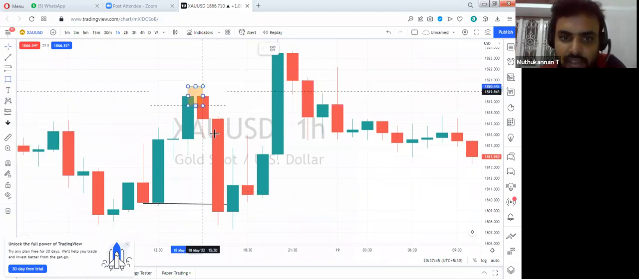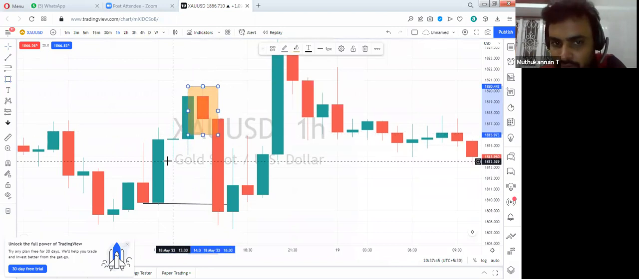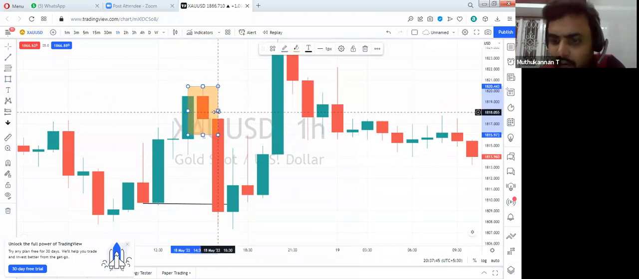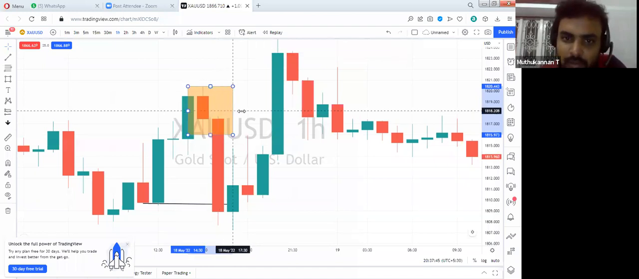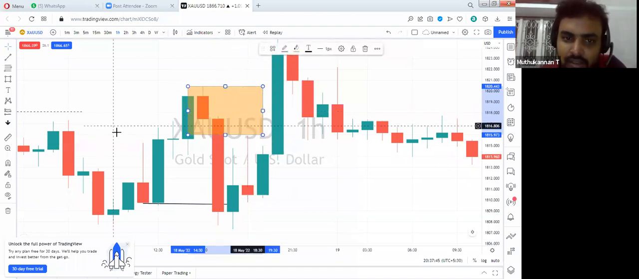So we'll be marking this as our supply zone. Let's think about this supply zone, or you can call this an order block also, right? Supply zone. Now what is your bias? Sell bias, correct?